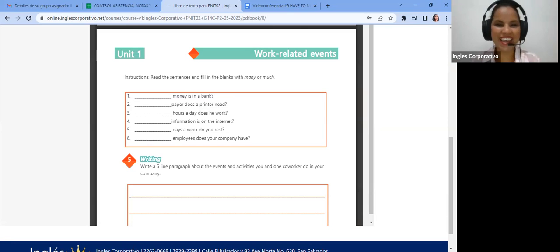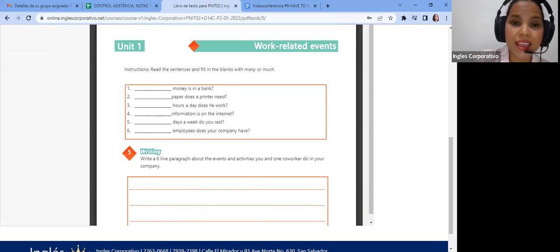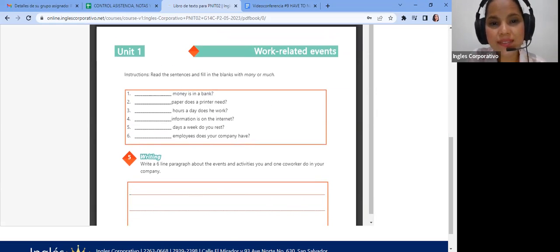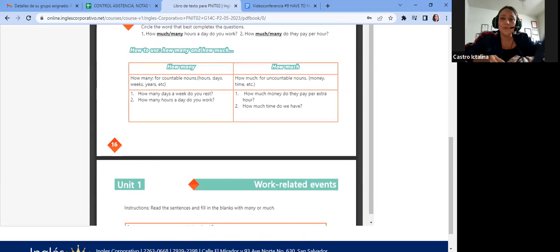Mire, estábamos hablando acerca de estas dos, si no me equivoco, ¿verdad? Era esta y era esta de abajo. Write a 6-line paragraph about the events and activities you and one co-worker do in your company. And the other one was: read the sentences and fill in the blanks with how many and how much. Aunque creo que esta la hicimos, ¿verdad? Sí, esa la hicimos. Esta era la que íbamos a hacer.